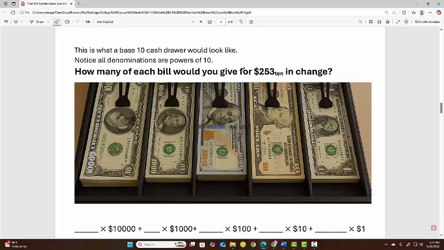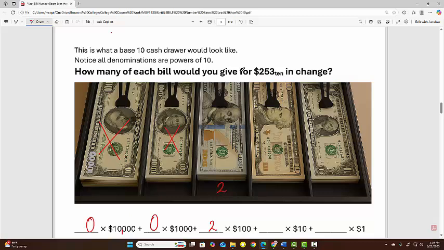So think about how many $10,000 bills we would have. We're not going to use any $10,000 bills because that would be more than $253. To indicate that, I'm going to put a little zero on the little line next to times 10,000. We're having no times 10,000. And we're not going to give them a $1,000 bill either, so I'm going to put a zero next to the $1,000. However, I could give them $100 bills. In fact, I could give them two $100 bills. 2 times 100 means I'm actually giving them $200.